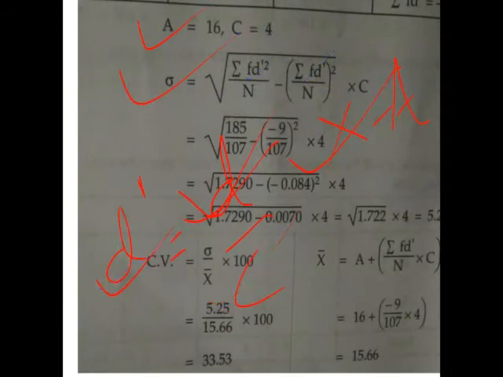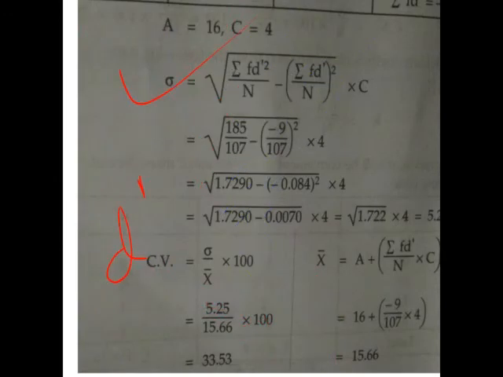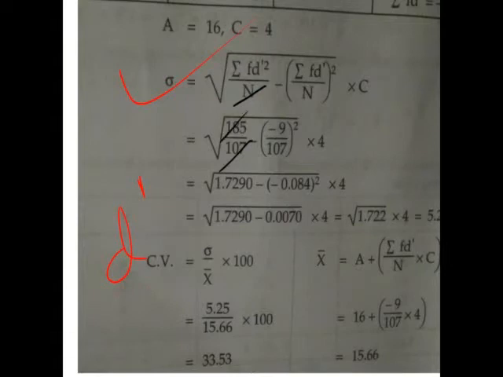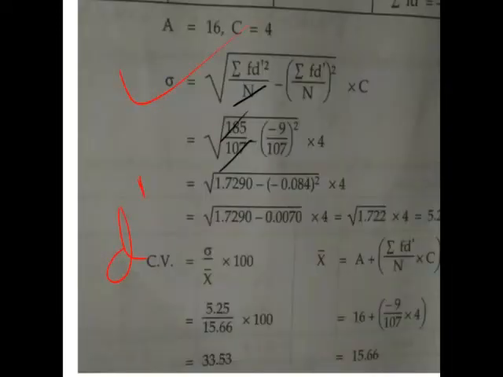Now put these values in the formula. What is the value of n? n is equal to summation of f, 107. So here n came as 107. Then what is the summation of f d dash squared? The summation of f d dash squared is 185. So 185. What is the summation of f d dash? Minus 9. So minus 9 squared divided by 107, and the common factor 4. As you multiply, you are getting the answer 5.25. So this is the answer.